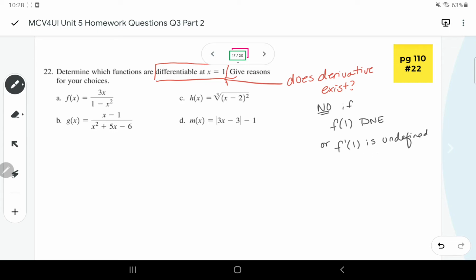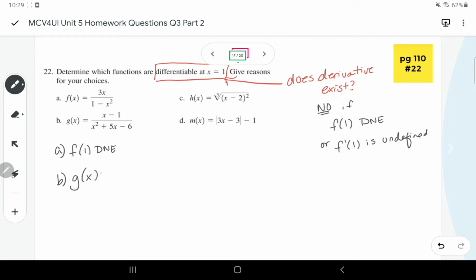So first we're going to check if f at 1 exists, or g at 1, or h at 1. For a, f at 1 does not exist. If we subbed in a 1 on the denominator, we would get 3 over 0, which is undefined. That's a restriction on my original function. There would be an asymptote at that value, so you can't take the derivative where there's an asymptote because the function doesn't exist.